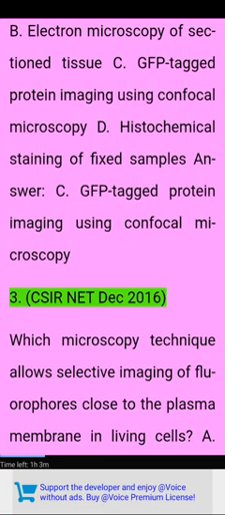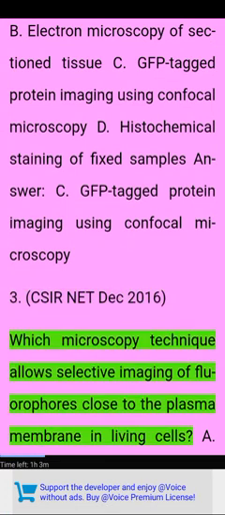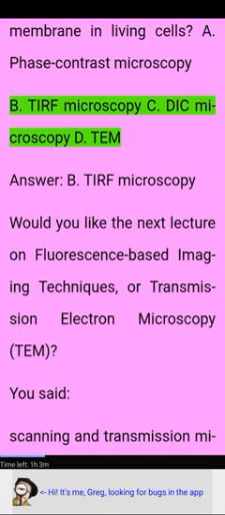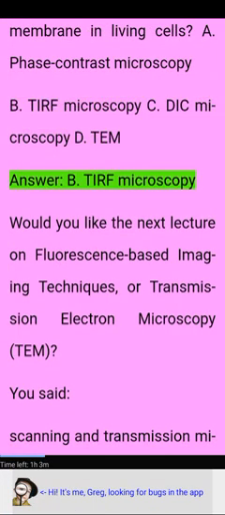3. CSIR-NET December 2016. Which microscopy technique allows selective imaging of fluorophores close to the plasma membrane in living cells? A. Phase contrast microscopy. B. TIRF microscopy. C. DIC microscopy. D. TEM. Answer: B, TIRF microscopy.